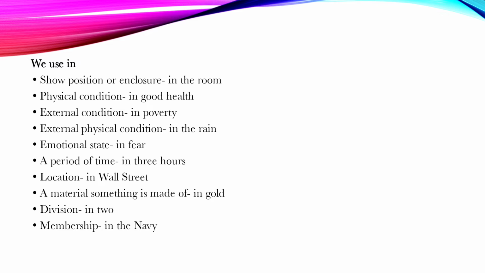Next, we use in when we mention the material something is made of. For example, my chain is made in gold, or in bronze, in silver. So when we discuss the material something is made of, we use in. Another usage is for divisions. In 2, in 3, in 4, in all these divisions we use in.